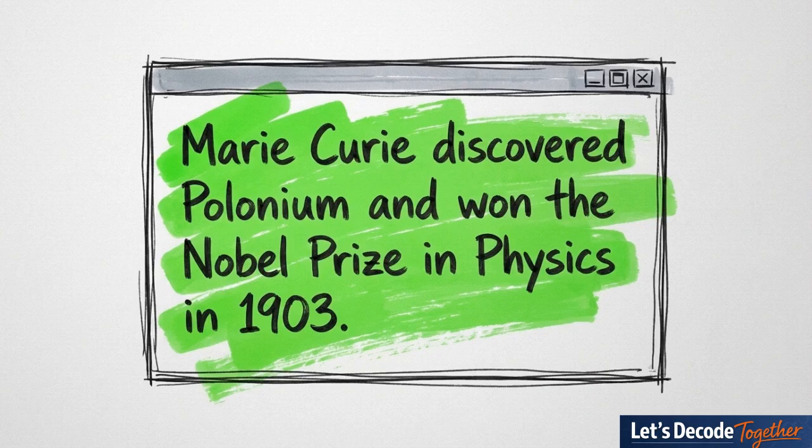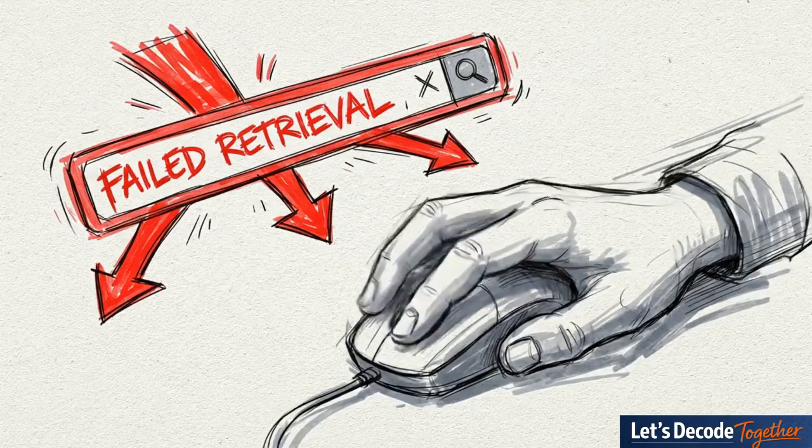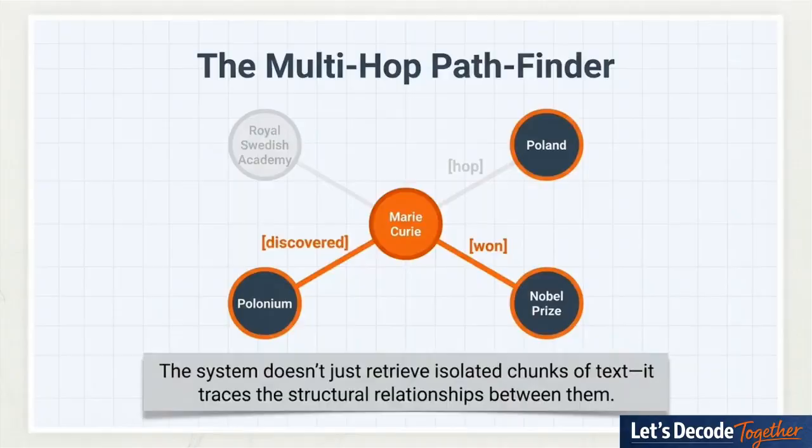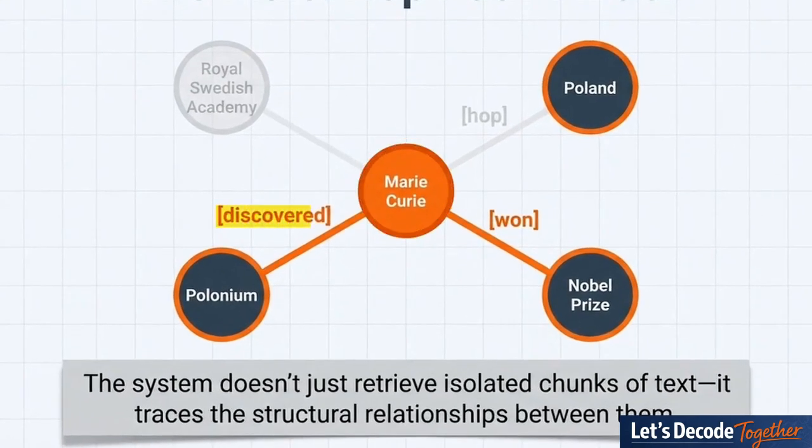A keyword search would likely fail this query because that specific combined sentence does not exist in any of our source files. This node map shows how the system reasoned. It identifies Marie Curie as the central node, then traverses the discovered edge to polonium and the won edge to the Nobel Prize.